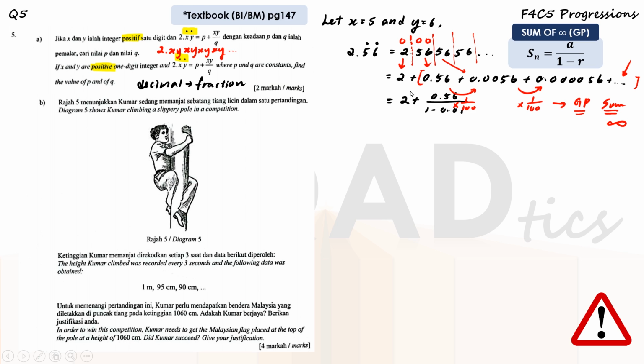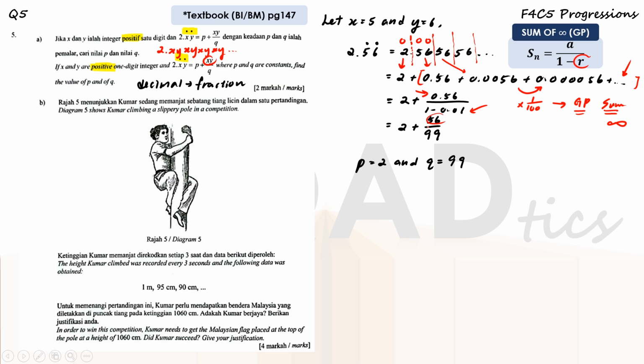So here the 2, I will just put it down, and 0.56 would be the first term, which is the a, so I'll put it here. And for the r would be 1 over 100. Sorry, this is a bit distracting. Yep, so r would be 1 over 100, or 0.01. Right, so when we simplify this, we will get 2 plus 56 over 99. So this 56 is actually our xy. And if we compare with the question, P will be 2 and Q will be 99.